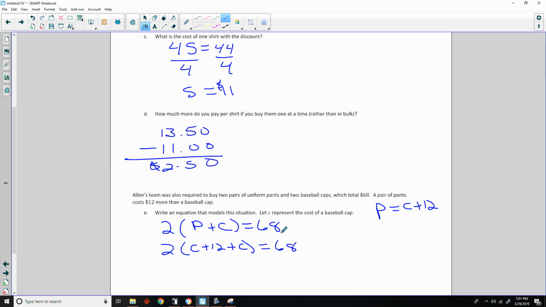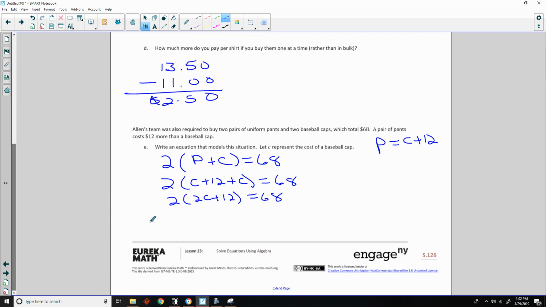Okay? And then I can rearrange this, and that is 2 times 2C plus 12 equals 68. And then I can take that even further and distribute the 2 and say 4C plus 24 equals 68. So any one of these equations would represent the cost of the baseball cap, any one of these 3.